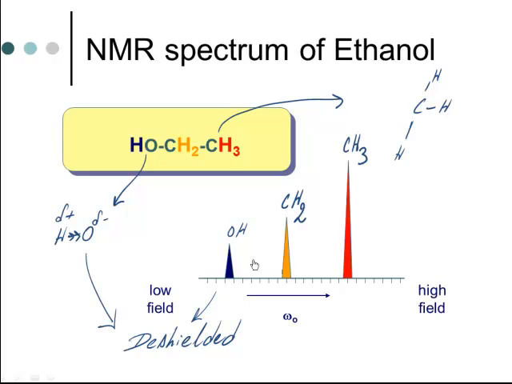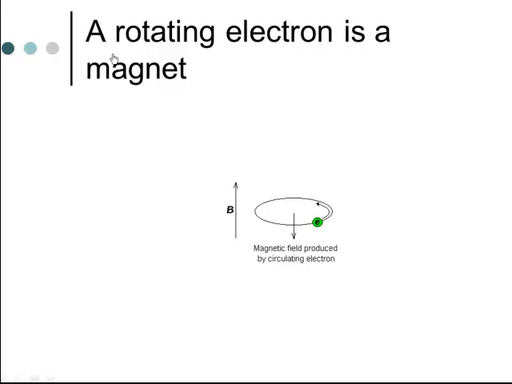Now the area under each of these peaks is directly proportional to the number of hydrogen atoms present. So the area ratio under each of these peaks will be 1:2:3. Now to basically understand the concept of chemical shift, you will have to look at this diagram. This is the applied magnetic field.